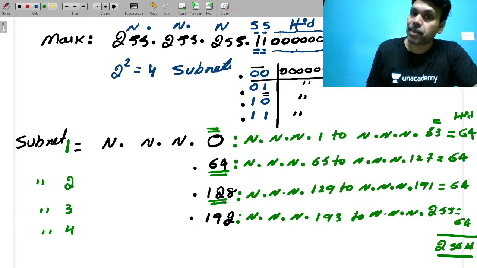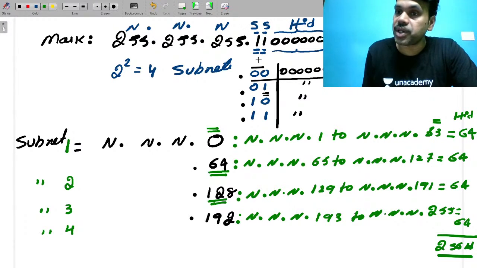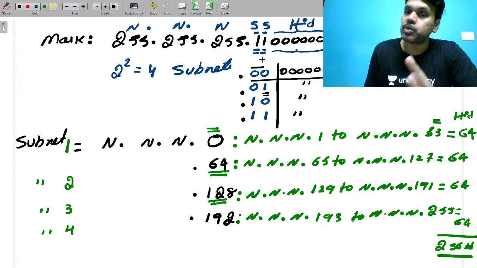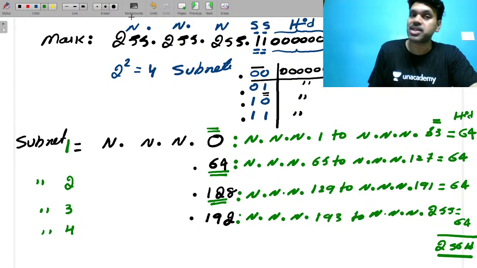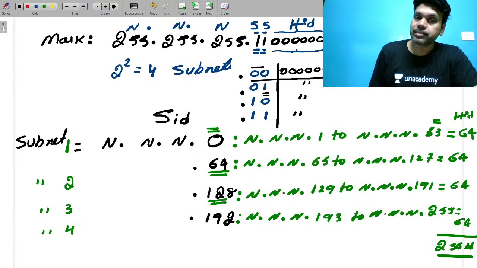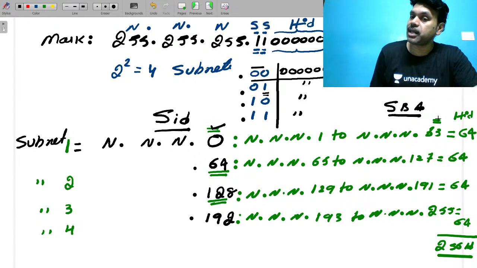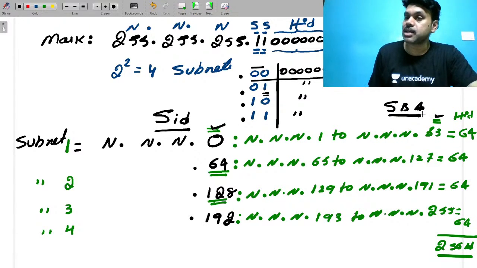So the total capacity of the last octet is 256 HIDs because of 2 power 8. Of the 8 bits, 2 are reserved for subnetting and 6 are there for hosts. So 2 power 6 is nothing but 64 HIDs for every subnet. I said this is your subnet ID, and the last number is a subnet broadcast address. Please observe carefully. First number is a subnet ID, last number is a subnet broadcast address.